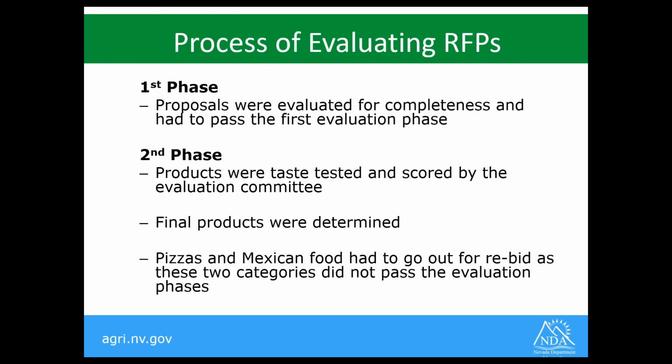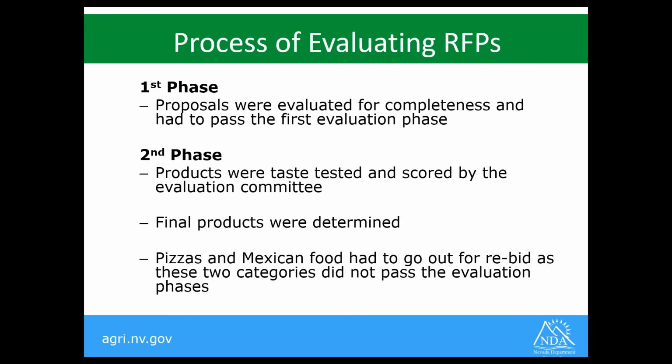The process of evaluating RFPs. In the previous slide, I mentioned that month 5 is for evaluating the RFP. The evaluation process has 2 phases. The first phase is when we have the actual proposals from the vendors. Proposals are checked for completeness, and we ensure that all required documents and attachments are provided. If so, the vendor is approved in the first phase and gets moved on to the second phase.